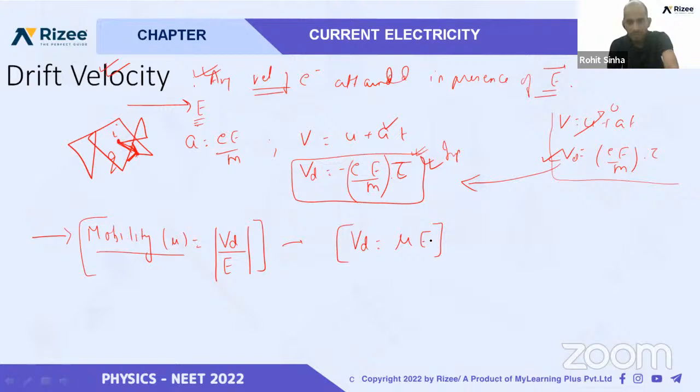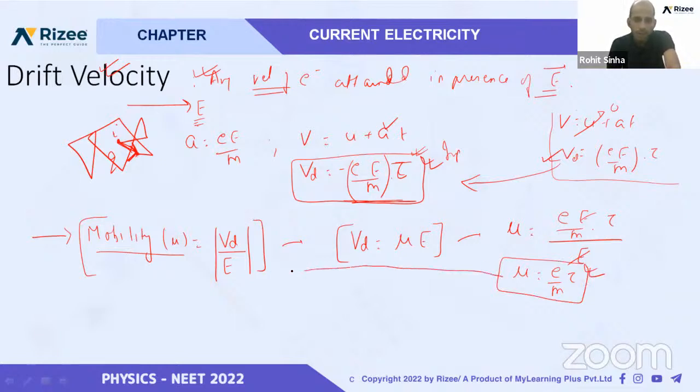And we know mu is also Vd by E. The formula of Vd is minus eE by m into tau, and we have taken the modulus, so only the positive sign: eE by m into tau by E. E gets cancelled. What do we get for mobility? Mobility is equal to e by m into tau. You should remember this. You do not have to mug it up, just remember it conceptually.